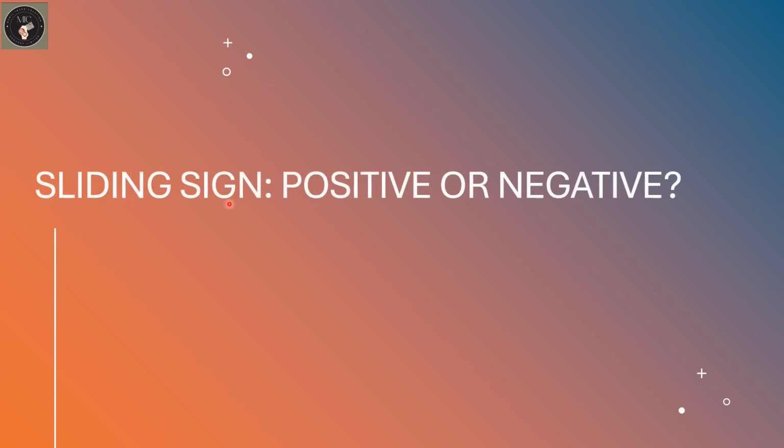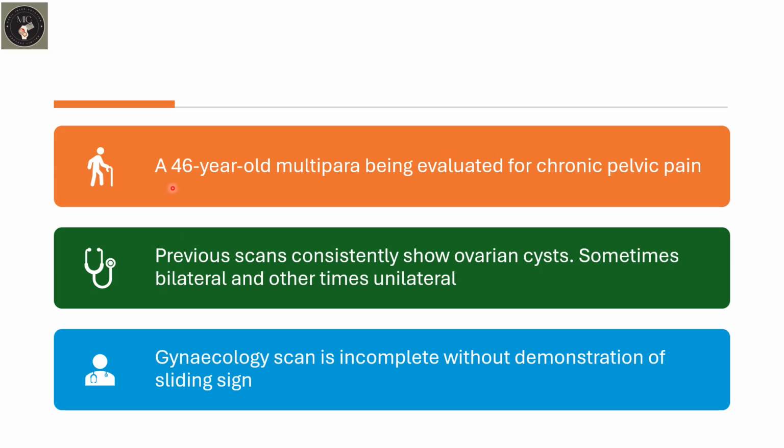Is the sliding sign positive or negative in this 46-year-old multipara who was evaluated for chronic pelvic pain? Review of the previous scans consistently show ovarian cysts, sometimes reported as bilateral and other times as unilateral.